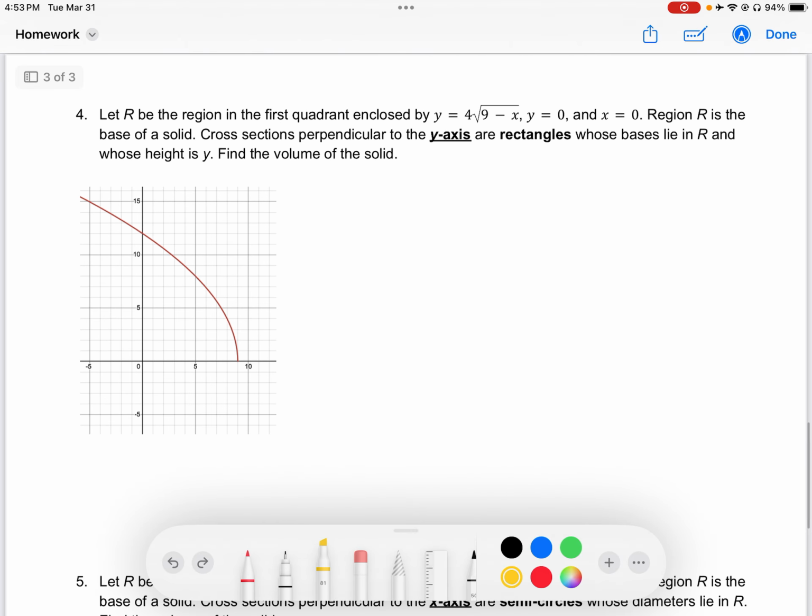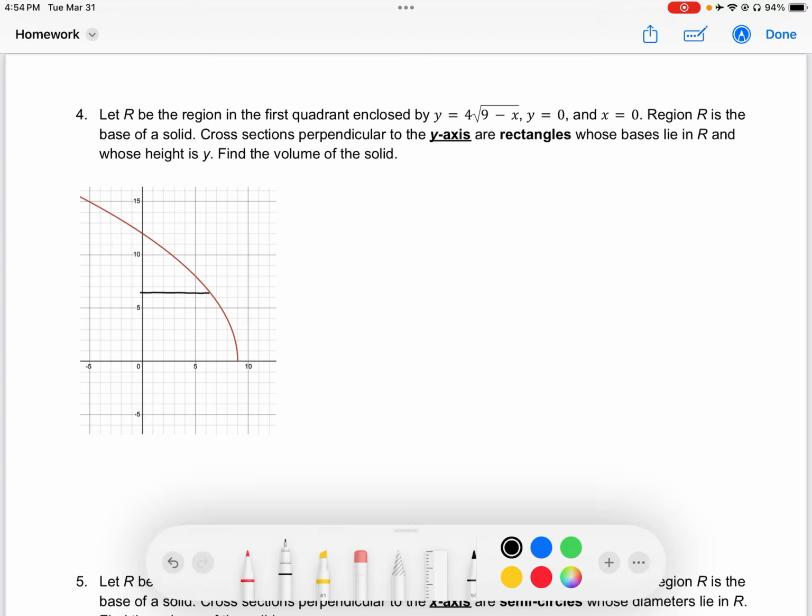Anyways, it's fine. Let R be this region in the first quadrant, enclosed by this function, y equals 0, x equals 0. Region R is the base of a solid. So this is the region R right here, because that is bounded by the axes and that function. Cross sections perpendicular to the y-axis are rectangles whose bases lie in R and whose height is y.